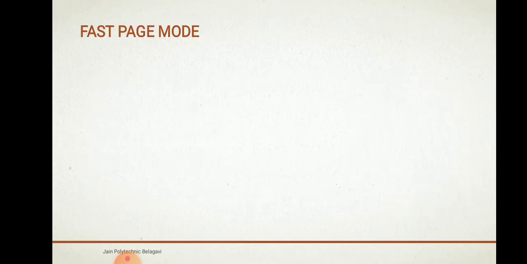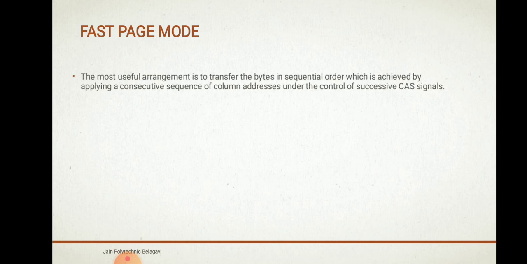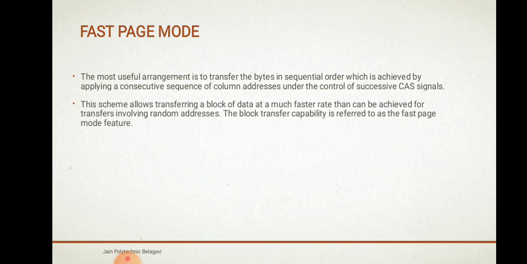Next we go to what is fast page mode. Now the most useful arrangement is to transfer the bytes in sequential order, which is achieved by applying a consecutive sequence of column addresses. So if you want to transfer the bytes in sequential order in a fast mode using the column addresses, this can be done using the fast page mode. Now this scheme allows transferring a block of data at a much faster rate than can be achieved using random addresses. So in addition to random addresses, we can transfer a block of data at a much faster rate. So it is referred to as the fast page mode feature.